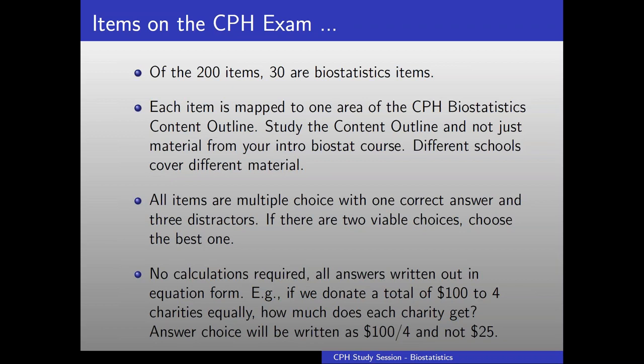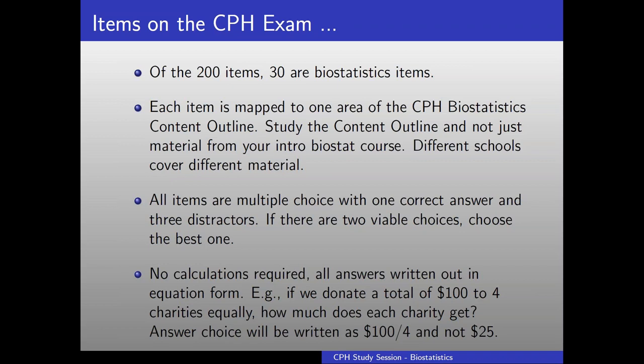I would study the material or related topics from the content outline and not just the material from your Intro to Biostat course. Different schools and universities will cover different material at different rates. They will use different books and emphasize different things. So go by the content outline and study those materials in conjunction with the material from your intro course.